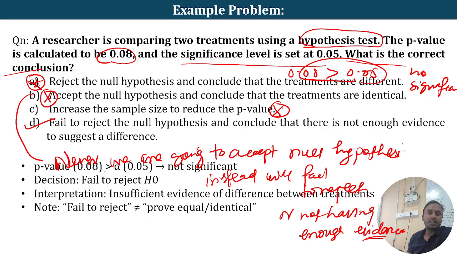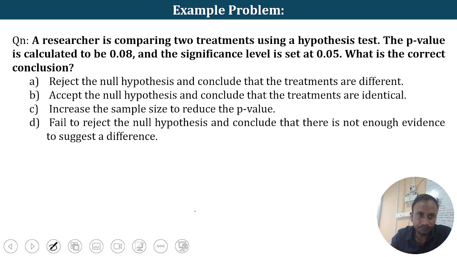P-value 0.08 is greater than alpha, not significant. Decision is to fail to reject. Interpretation: insufficient evidence of a difference between the treatments. And fail to reject does not prove they are equal or identical. In statistics, that's a very important term.